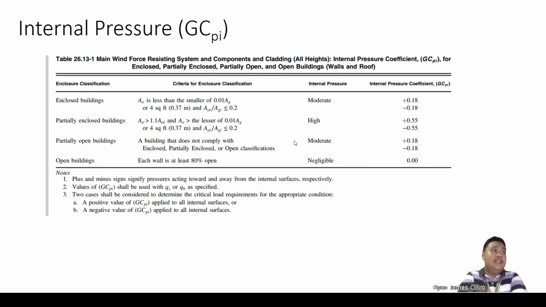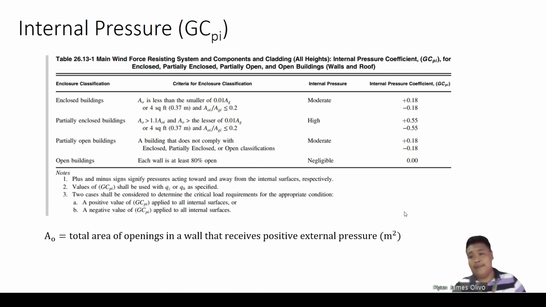So additionally, we have internal pressure, and first we must determine the enclosure classification because if it is enclosed, that is plus and minus 0.18. If it is partially enclosed, that is positive 0.55 and negative 0.55. Partially enclosed buildings have the highest internal pressure among these enclosure classifications, while for open buildings, since it is open, there will be no internal pressure. So these are the variables I'm talking about.